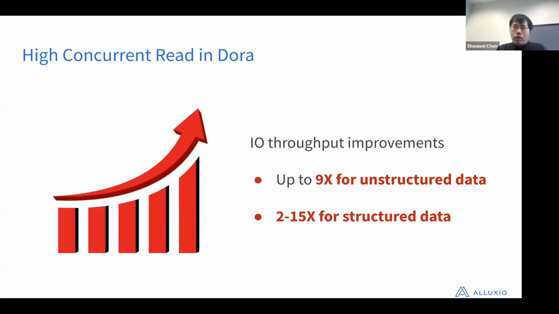In the new design, we make the read alignment much better than before. So it really improves the performance from the consumer side, PyTorch and TensorFlow, to the Alluxio system. It increased about 9 times for unstructured data and 2 to 15 times for structured data. So no matter whether you store in raw format, Parquet format, or TF record format, you will get a benefit from this kind of optimization.